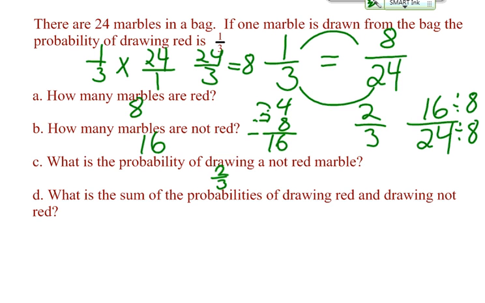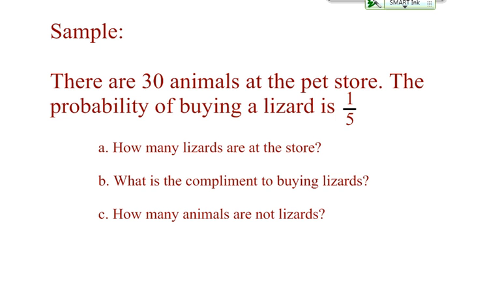And then what is the sum of the probabilities? That would be 1/3 plus 2/3, which gives us 1. And so we have that idea. All right, here is your sample problem to get you on your way as you're working on finding information that is hidden. That's lesson 77.